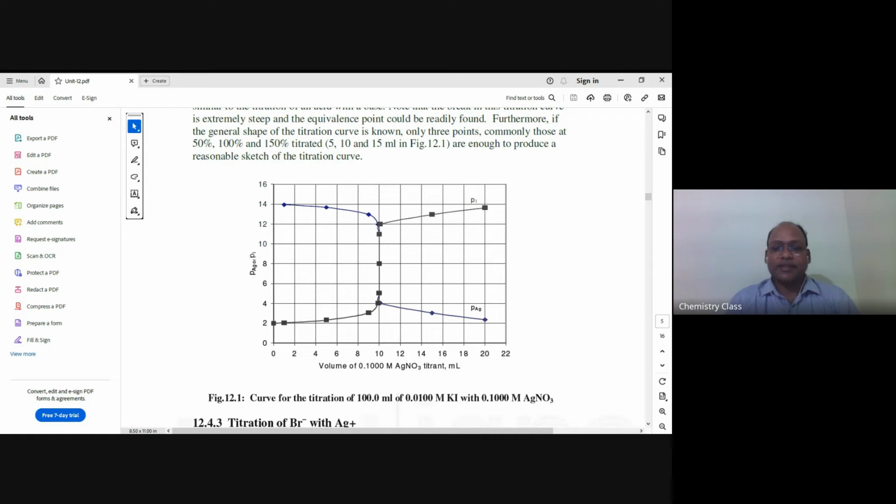Hello. Yes, my mic was off because I had an important call. So if we go to this, here silver nitrate is at the bottom part, and here is AgI, and the curve will be like this. Here is the potential of iodine, and this side is the potential of silver. So you have to calculate on the basis of this.